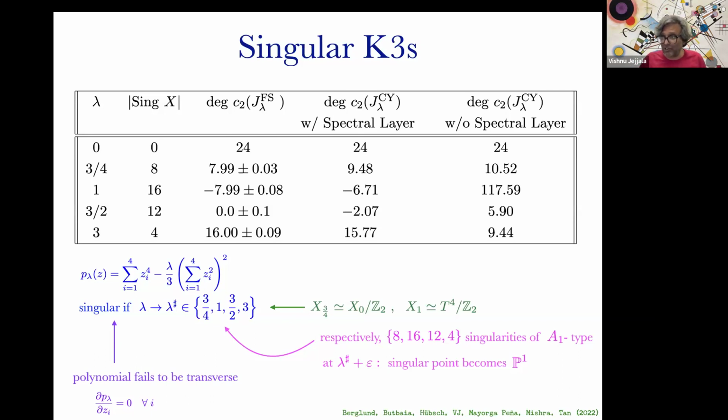For these singular K3s, when you integrate the Euler density, you get, based on how many singularities there are, different values for the integral of the Euler density on the manifold: 8, -8, 0, and 16 respectively. These numbers are well approximated by the neural network. It's pretty good for the case where lambda equals 3, where you get 15.77 instead of 16, but it's not so good, for example, for lambda equals 3/2, where we get -2 instead of 0. So in some sense, the singularities are the places where the neural network does very poorly.